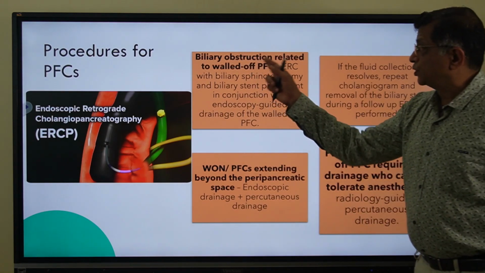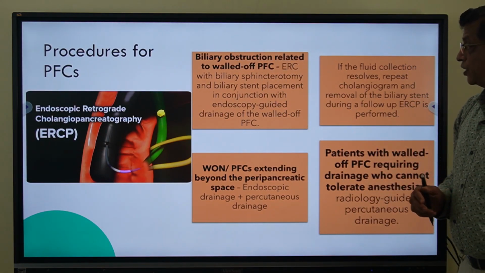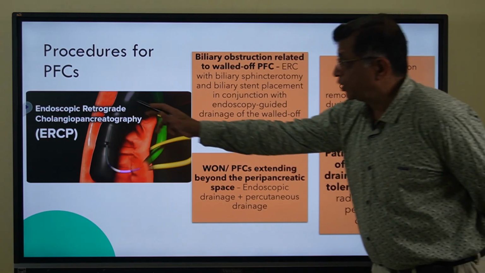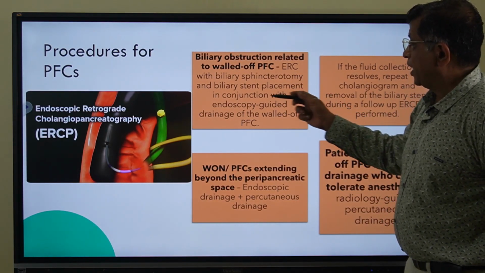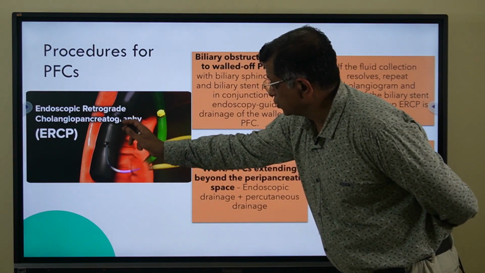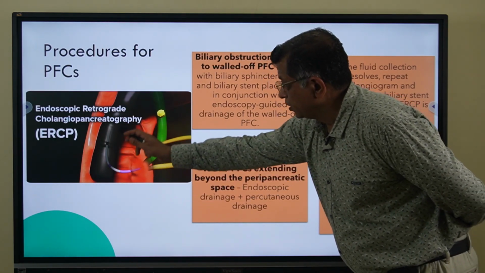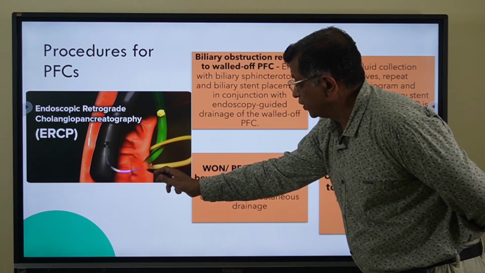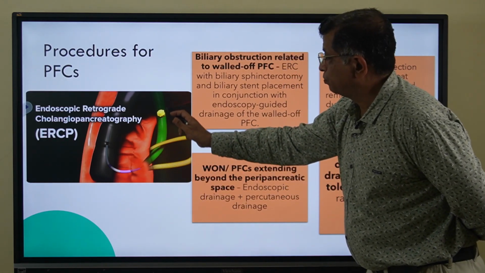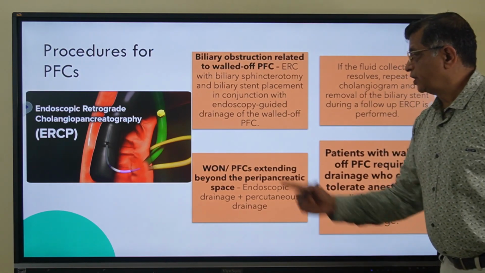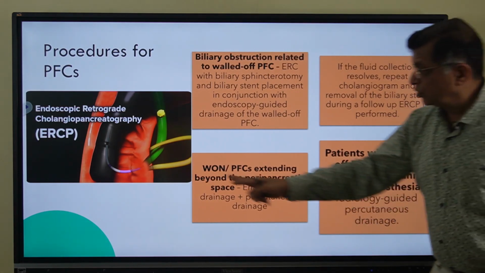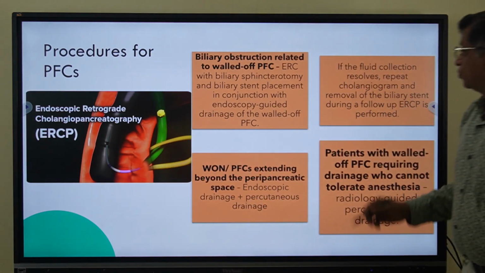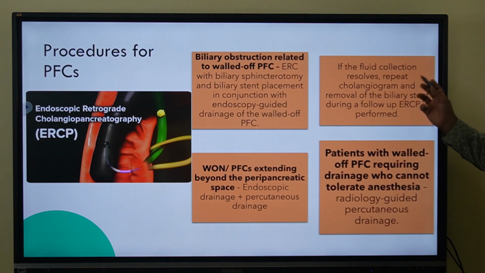Now, if there is biliary obstruction related to pancreatic fluid collection, then the procedure of choice is endoscopic retrograde cholangiopancreatography with biliary sphincterotomy and biliary stent placement. So this is the stomach, you are coming to the duodenum, this is the endoscope, and this is the sphincter. So you can do sphincterotomy, or you can put a stent, or you can remove the stone. Drainage of the walled off necrosis. If the fluid collection resolves, then repeat cholangiogram and you can remove the biliary stent.